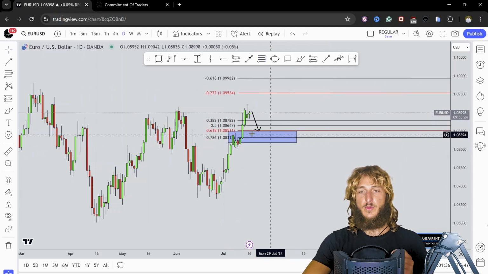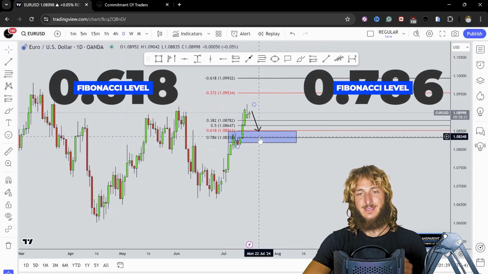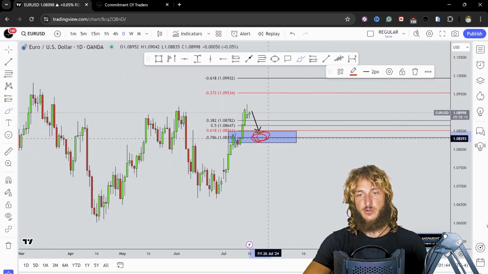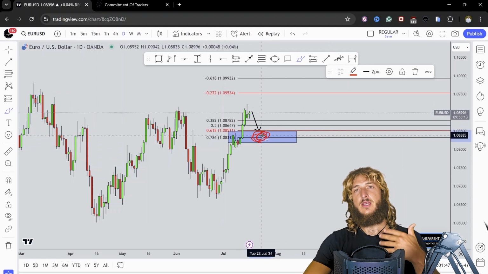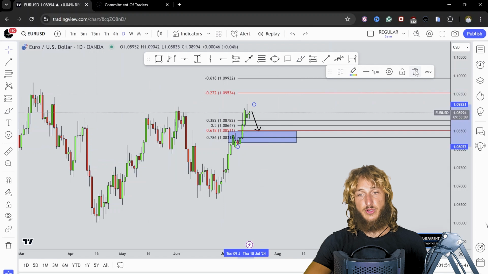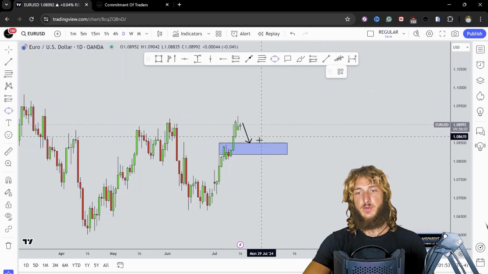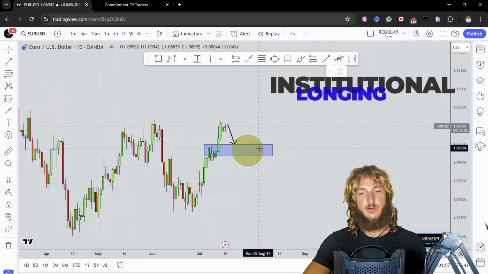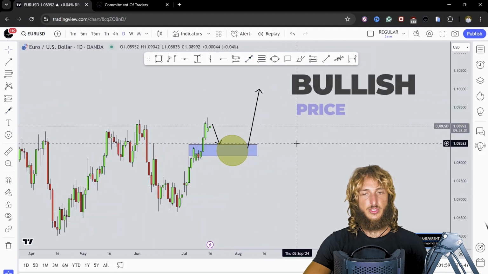And if we do that, we can see how we have the 0.618, 0.786 Fibonacci retracements, which are lining up exactly with the previous resistance turn support, therefore creating a confluence of support. And inside of a confluence of support area, you have an increased probability of getting institutional longing, which at that point further increases the probabilities of a potential rejection to the upside.